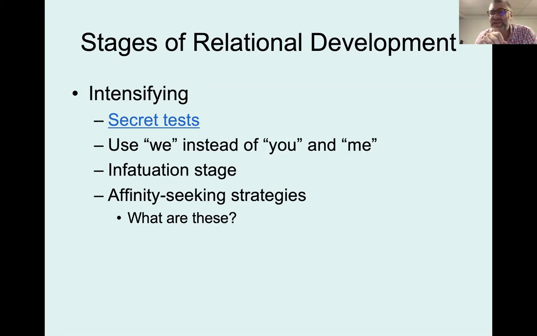In this intensifying phase, we'll see secret tests. We'll talk about that in just a moment. We see linguistic changes. With a romantic partner, we tend to refer to ourselves in the plural rather than in the singular. And we tend to see infatuation, a really strong focus on the other. We also find ourselves really trying to seek affinity with our partners. So we engage in affinity seeking strategies, things like looking our best all the time, wearing makeup, deodorant, shaving once in a while, trying to look attractive so that the other person will like you, right? Doing those sorts of things.